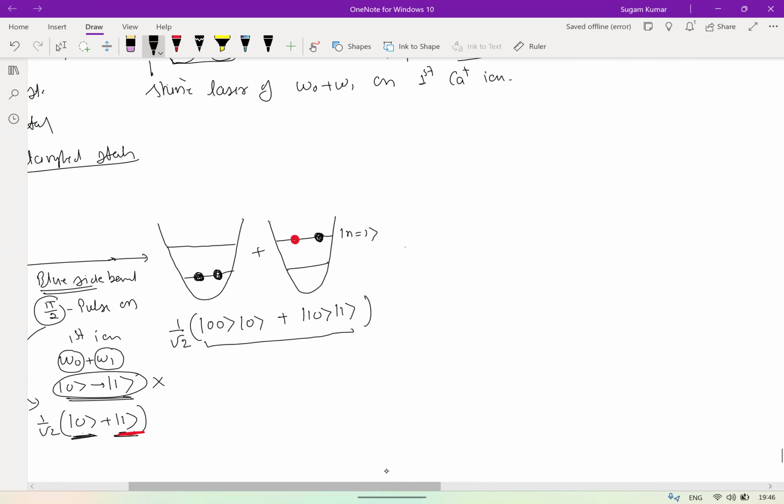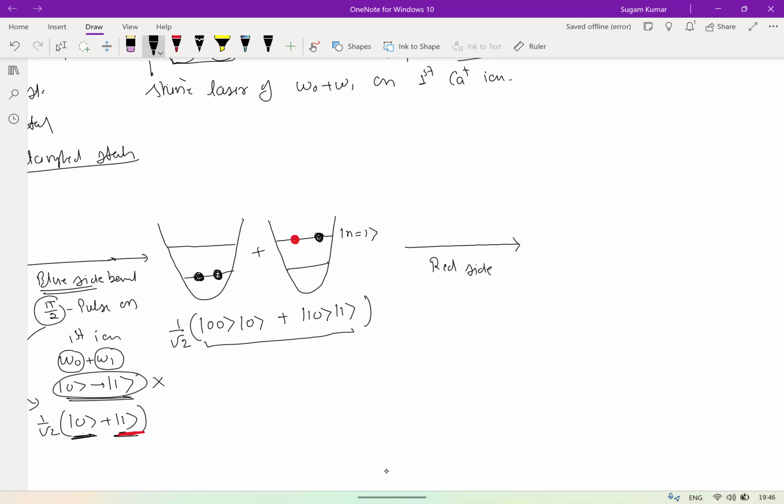In the next step, I am going to shine a red sideband, but a pi pulse, on the second ion. So I'm going to shine on the second ion. This is 1 and 2. I will shine on the second ion. Okay, so I will draw these two potentials. The potential is only 1, but in a superposition.